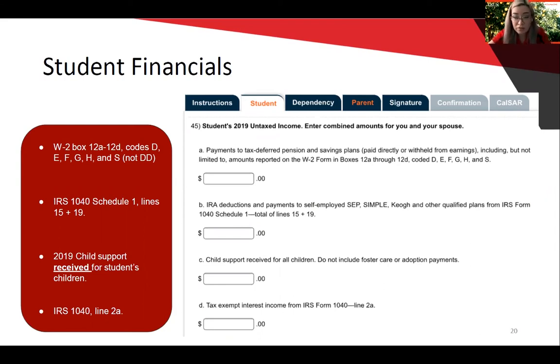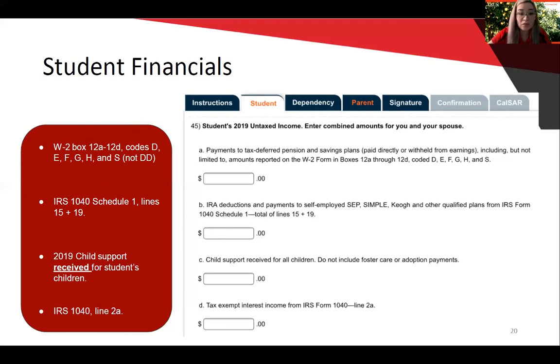If you look at your W-2 for 2019, you'd look at boxes 12A through 12D. If you see any amounts on there, what you want to be cautious about is the codes next to the amounts. If any of the amounts reported on lines 12A through 12D have the codes D, E, F, G, H, or S, then those amounts are reported on this section. If you see any other codes on there, don't worry about it. That does not have to be reported under this question. It's only those letters that I mentioned and that are on the application.